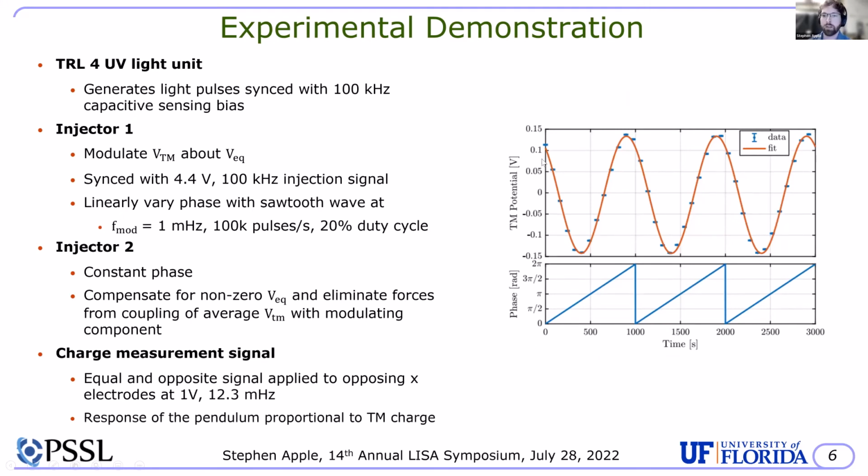You can see the blue points here are our measured charge from the sensors. So we have test mass potential on the y-axis versus time. So this is our charge measurement at that 12.3 millihertz. And you can see that we are modulating the test mass potential at the 1 millihertz. And the bottom plot is just showing how we were linearly varying the phase of the UV light to produce this test mass charge modulation.